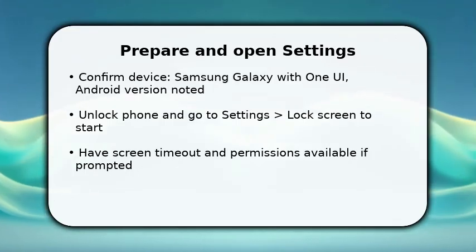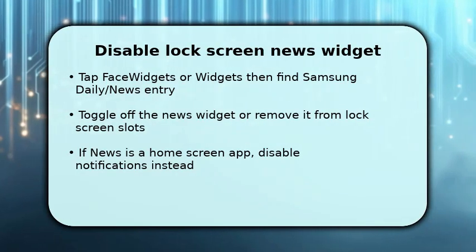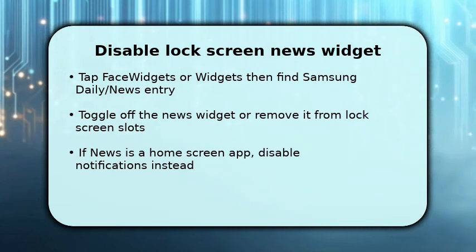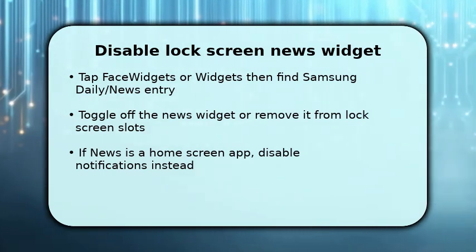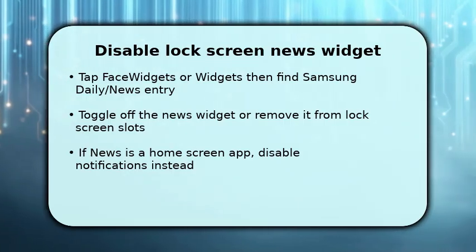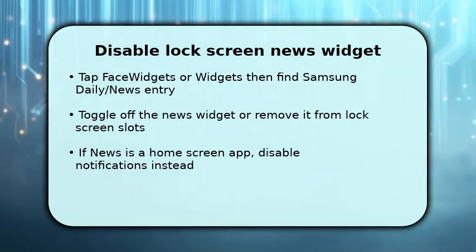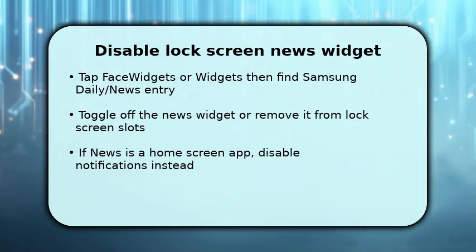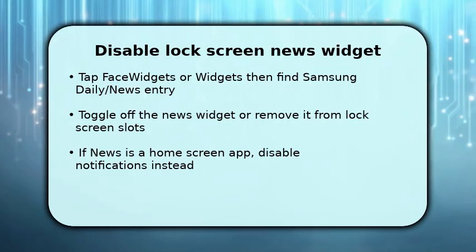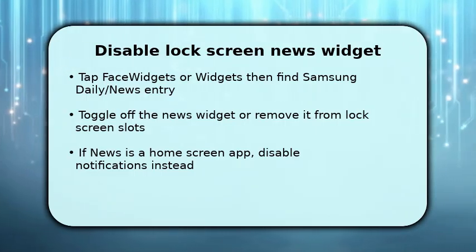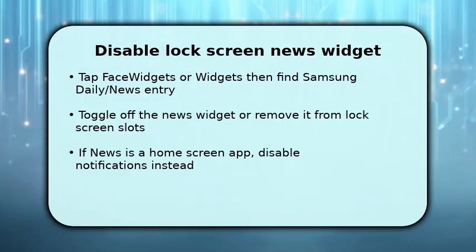Now you'll remove the news element. Open Face Widgets or Widgets under Lock Screen and find the News or Samsung Daily entry. You can toggle it off or use Remove to delete it from the lock screen slots. This stops headlines immediately. If the news appears via an app on the home screen, go to Apps, Samsung Daily or News, and disable notifications or uninstall updates to prevent lock screen push.